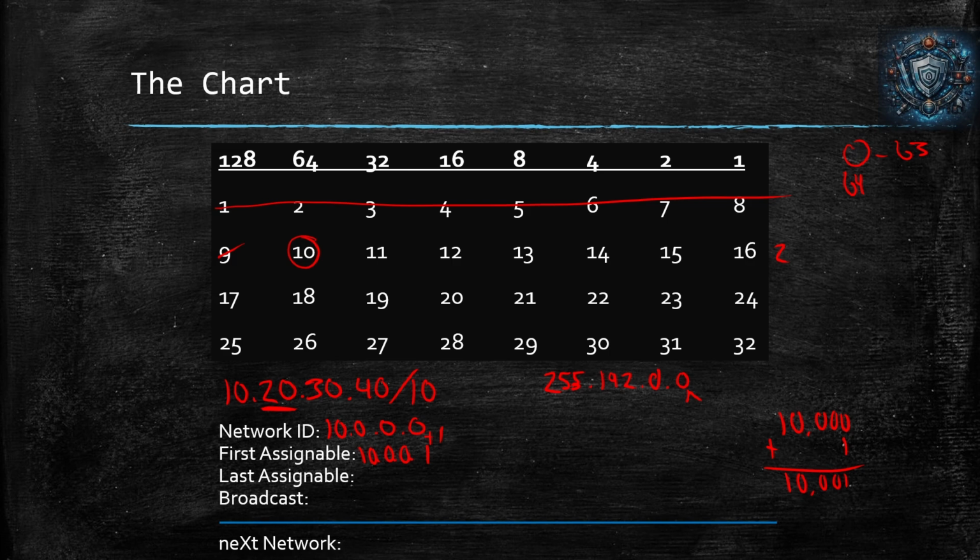Now to get our next /10 network, well, we already have it right here. This is the network ID for our next /10 network. We get 10.64.0.0. And just like before, we're going to subtract 1 from this to get our broadcast, which is 10.63.255.255.